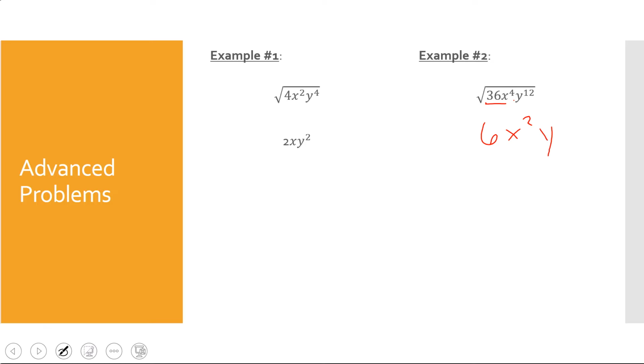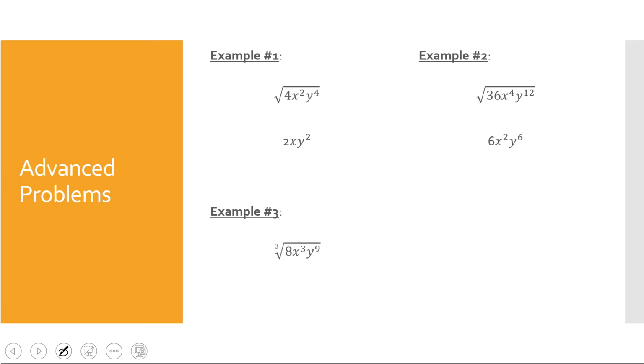Now think about the y. Okay, if I was to break down all those y's into groups of 2, that would give me 6 groups of 2, which means I've got y to the 6th. Or again, you could say, okay, 12 divided by 2, which is the square, is 6. So that's our answer. All right, let's keep practicing some of these.